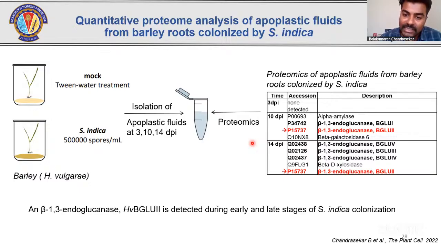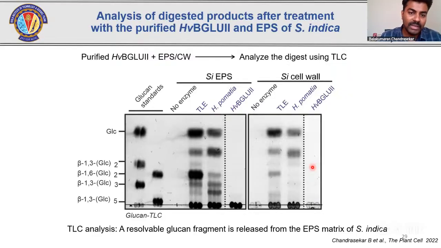At 10 DPI, that's 10 days post-infection, and 14 days post-infection, we were able to see one enzyme which was represented at the 2 important time points. This enzyme is the beta 1,3 endoglucanase, represented as BGLU2, and again a beta 1,3 glucanase represented as BJ1. It's the same enzyme which was highly accumulated in the apoplastic fluids at the early and also the late stage of infection. So we purified this enzyme and treated the cell wall and also the EPS fractions.